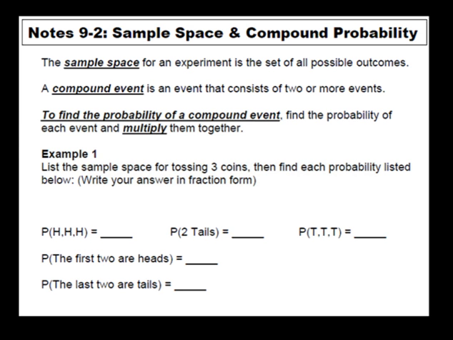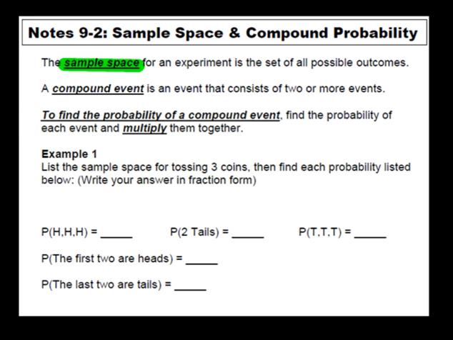Today we're going to be looking at sample space and compound probability. We're going to start by looking at sample spaces. First, we have to understand a few definitions. My first definition is for sample space. The sample space for an experiment is the set of all possible outcomes, so we have to go through and list everything there is.